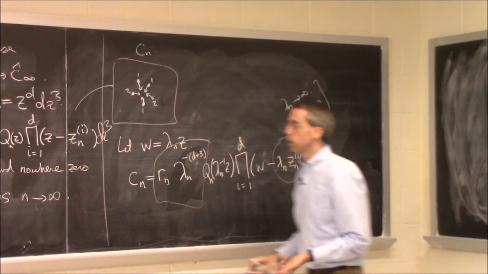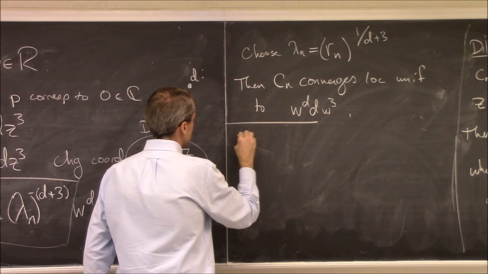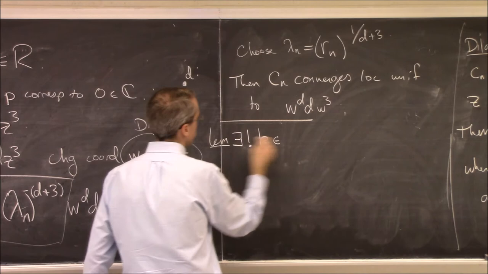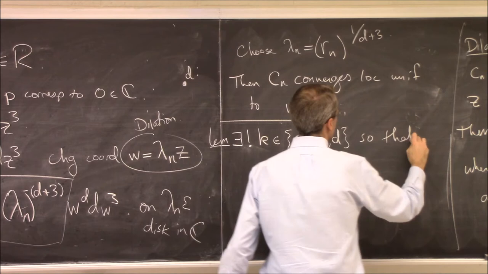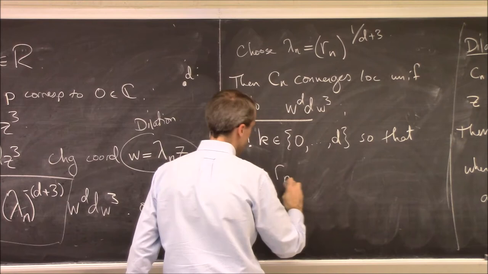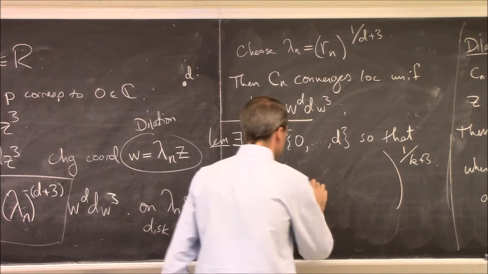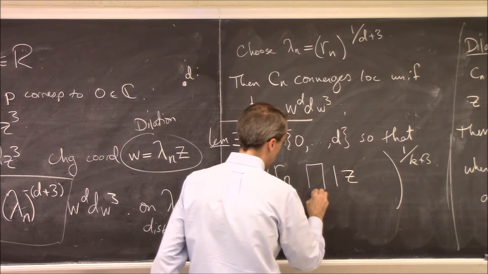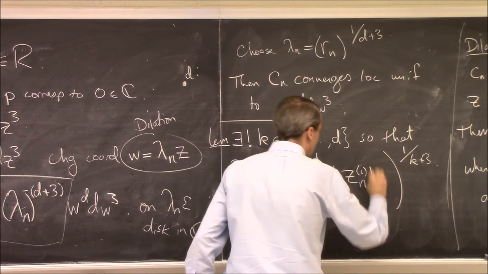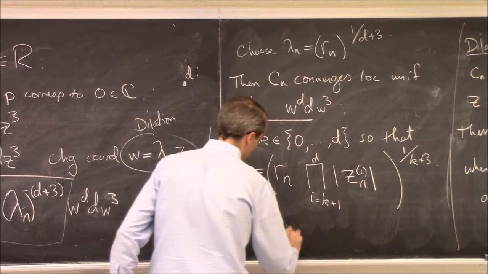So let me just tell you that the lemma is that there exists a unique k between 0 and d so that if you choose the scale factors to be Rn, okay, so this is going to be something to the power 1 over k plus 3. And if k is equal to d, that'll be it. But then you have to add another factor here. You take the product of the norms of all the other zeros from i equals k plus 1 to d of norm zni, so that this scale factor gives a monic polynomial limit of degree k.